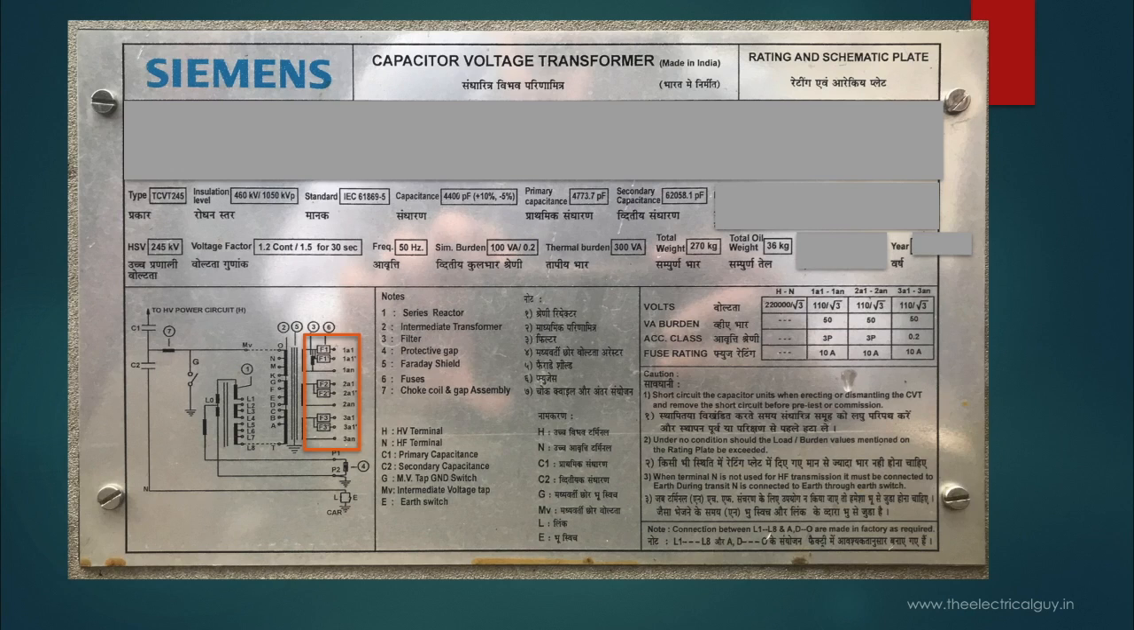On the nameplate, you can also see the diagram of CVT is provided. These are our series capacitance C1 and C2. This is the IVT, that is intermediate voltage transformer. And here you can see 3 secondary windings, which is the output of CVT.